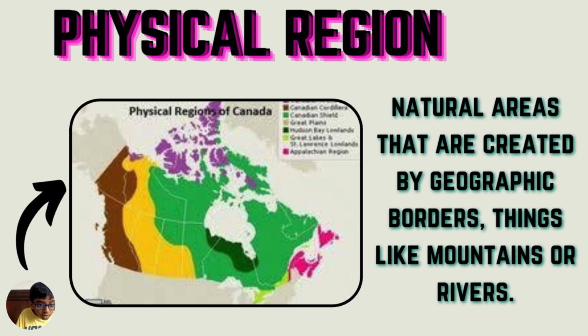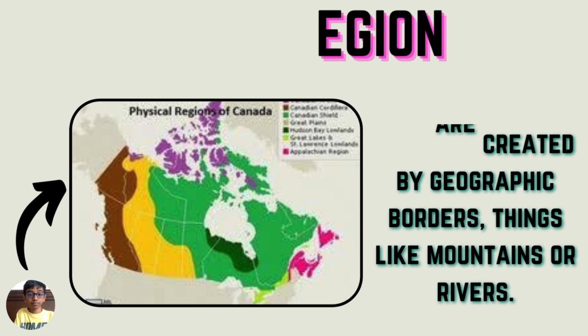So you see those little colors? Those colors on this map, what happens is they're separated by mountains. So Alberta has Rocky Mountains, BC also has Rocky Mountains, and that is the geographic border. It's like a mountain. So that's what separates them.